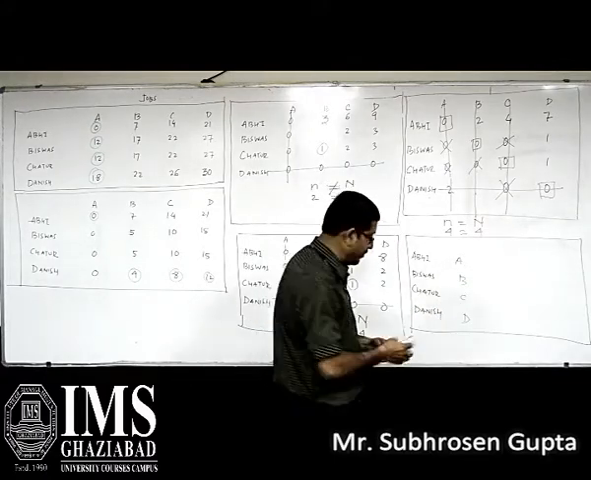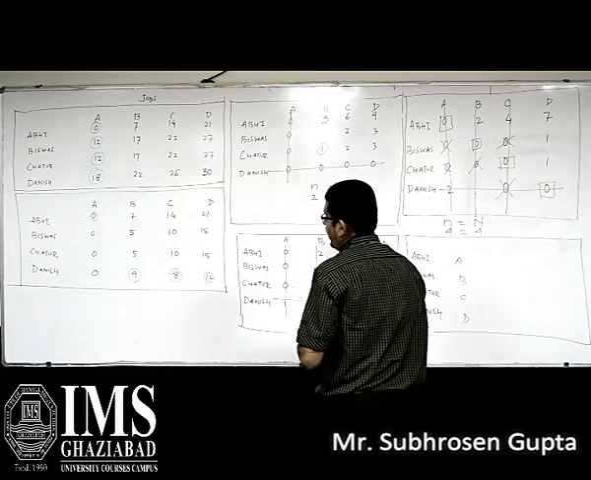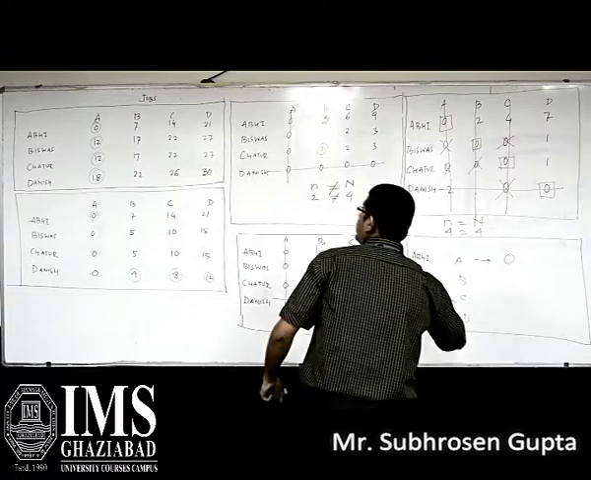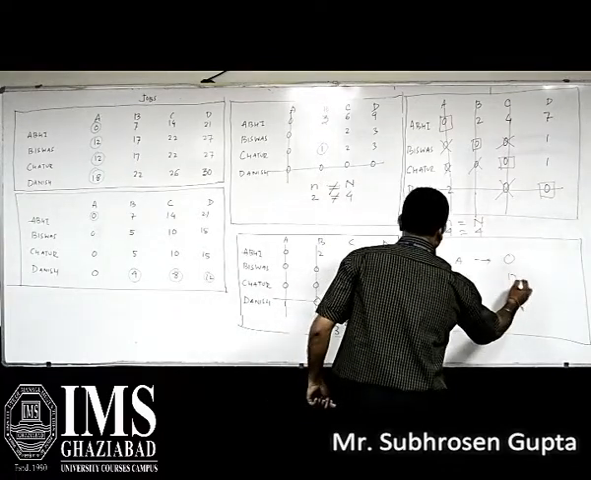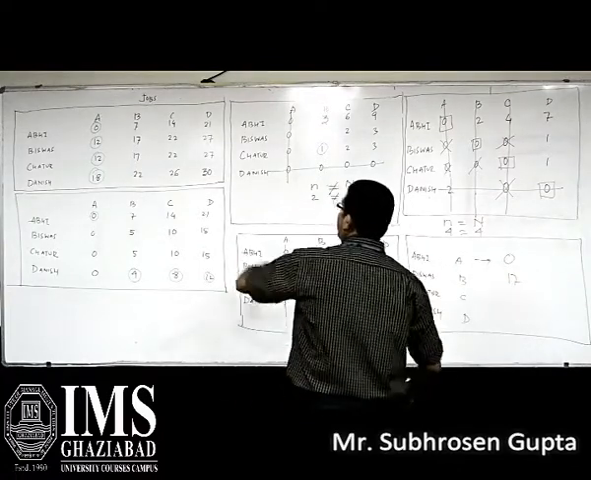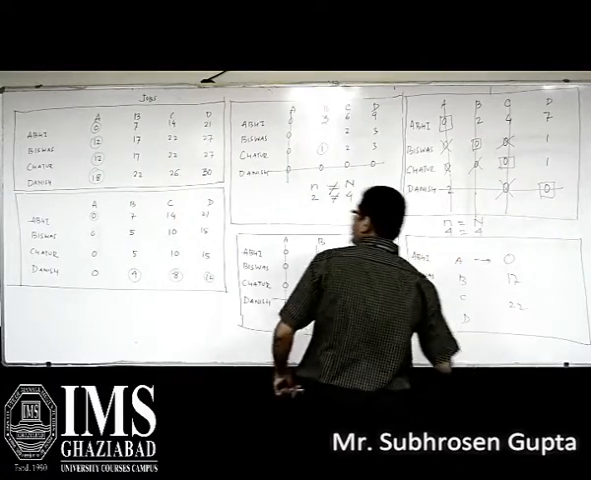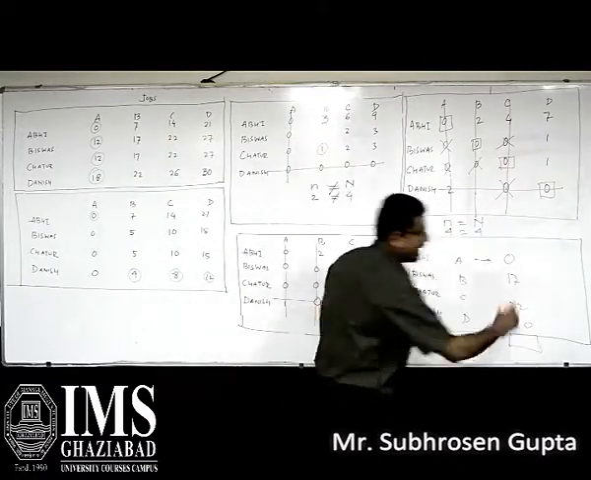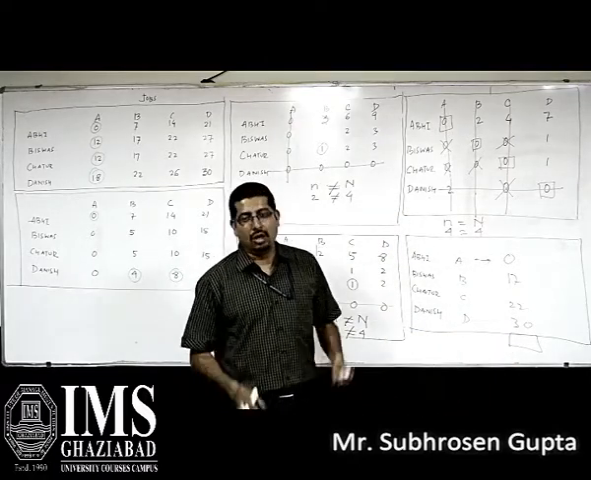And the answer shall be, go back to the question: Abhi will get, sorry my friend, 0. Vishwas will get 17. Chatur will get 22. Danish will get 30. And in this way, you will get the total minimization cost.